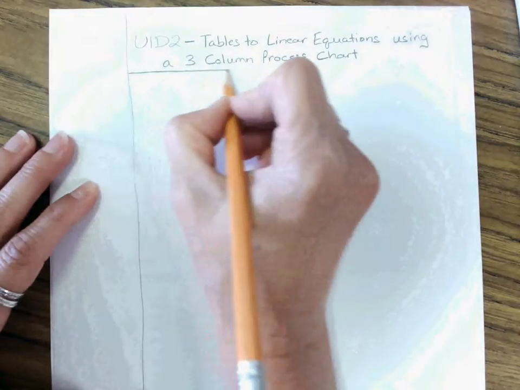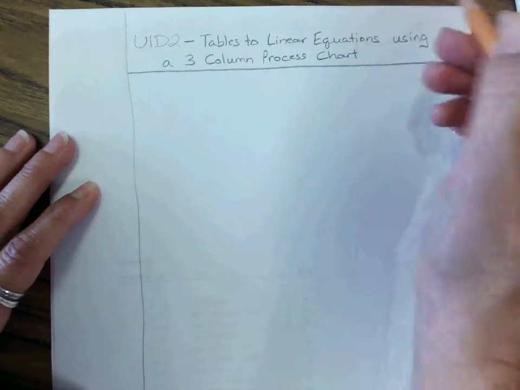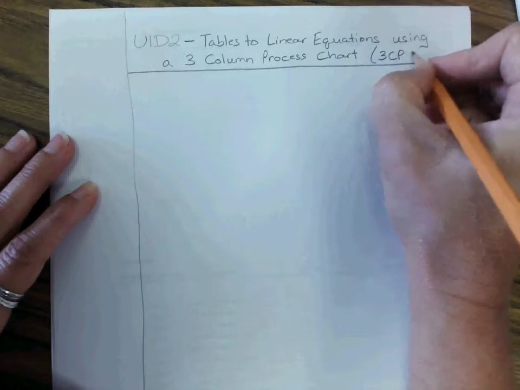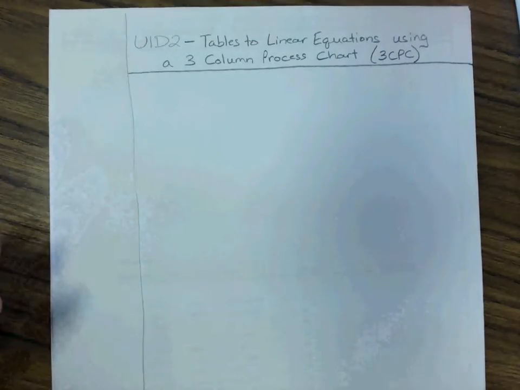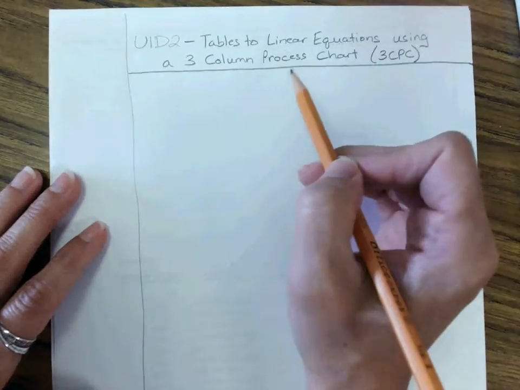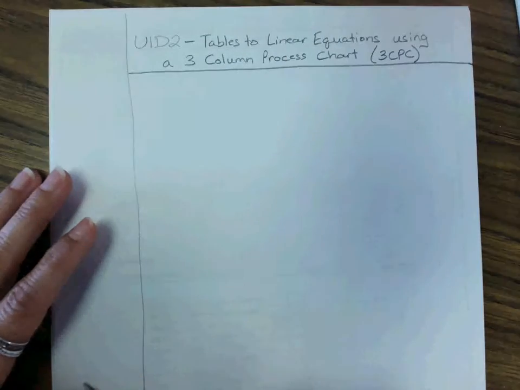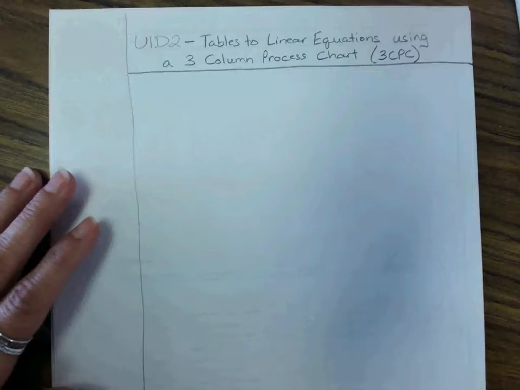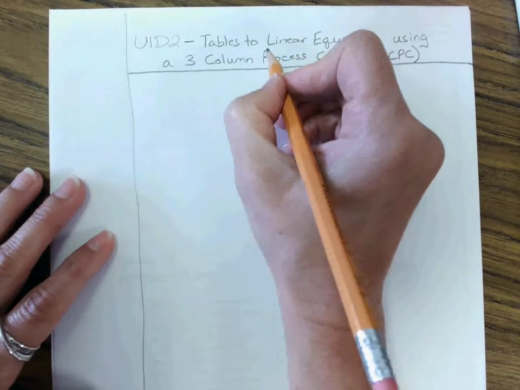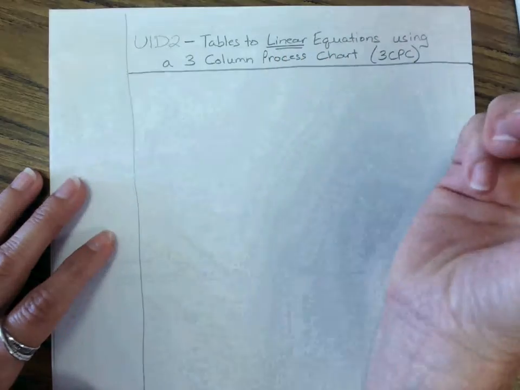And I'm going to do a line right here for our title. 3-column process chart, we kind of abbreviate to a 3CPC. So if you hear your teacher talking about a 3CPC, that's what they're doing. They're changing a table of points into a linear equation. Okay, so I think the first thing I'm going to ask you is, what is a linear equation?